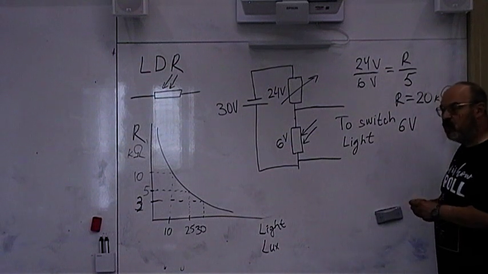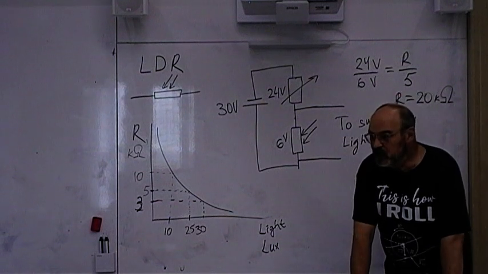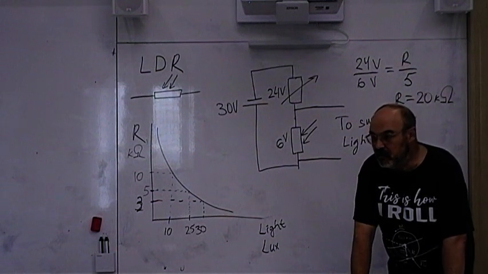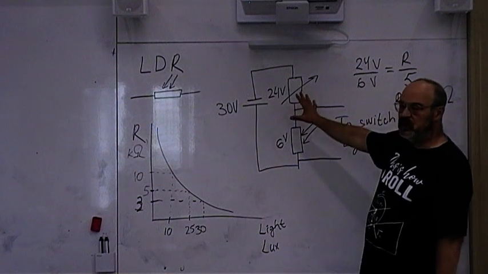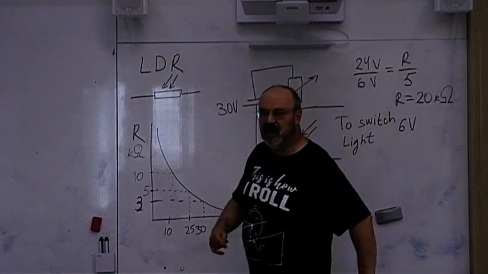Make sense how the thermistor and LDR can be used in an automatic control system based on a simple voltage divider? So that's all the new material for today.